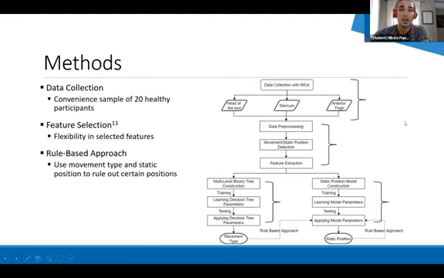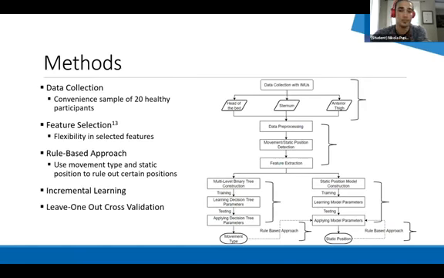So moving on, a rule-based approach will also be implemented to improve the accuracy by taking the movement and static position of the patient at the previous position to narrow down what future positions an individual can assume. And to wrap things up, we will also be repeating this with incremental learning for 0%, 10%, 20%, and 30%, and we'll also use the leave-one-out cross-validation approach.